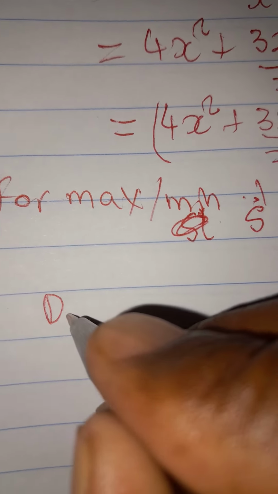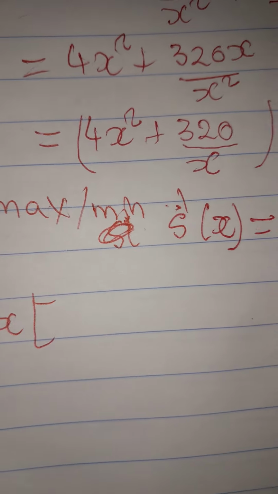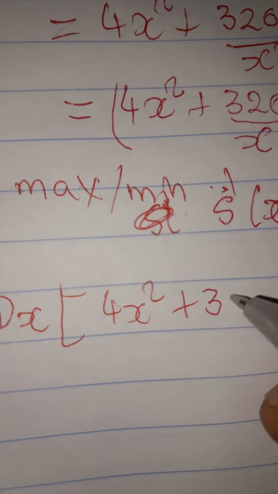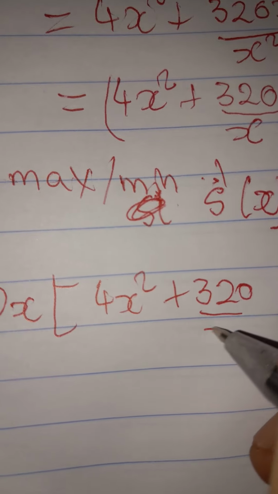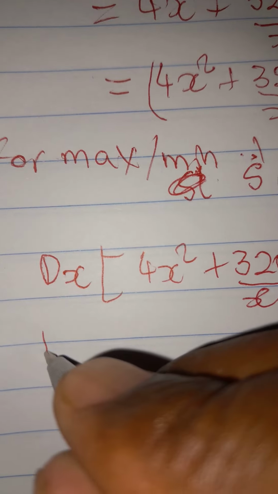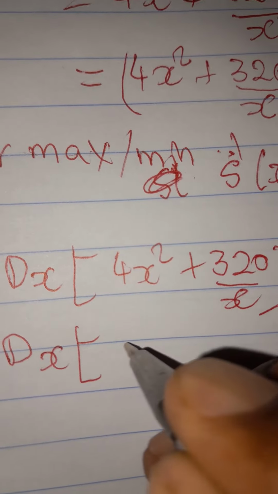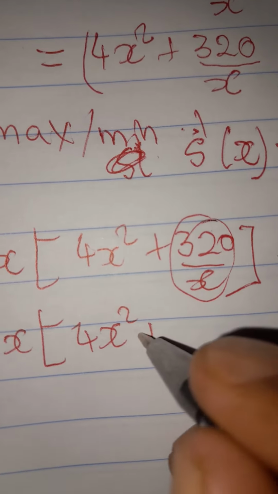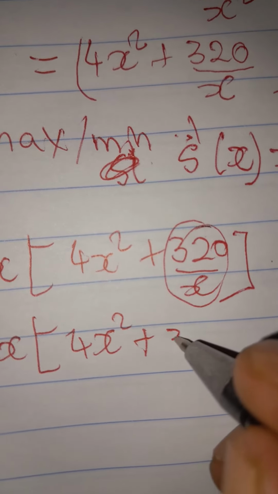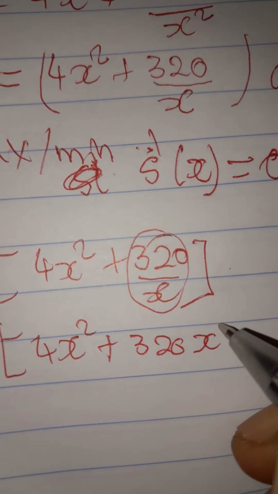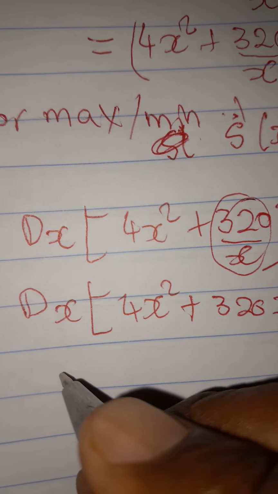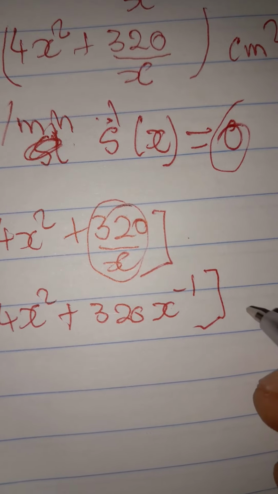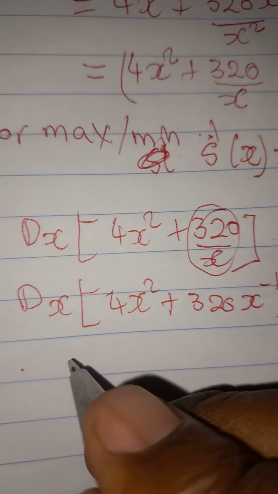So let's use this notation, d/dx, and we are going to take this, which is 4x squared plus 320 all over x. Let's not derive first, let's fix this thing, especially the fraction, and write it in terms of the exponent. So it will be 320 left with negative exponent there. So let's derive. Since we said the first derivative is equal to 0.